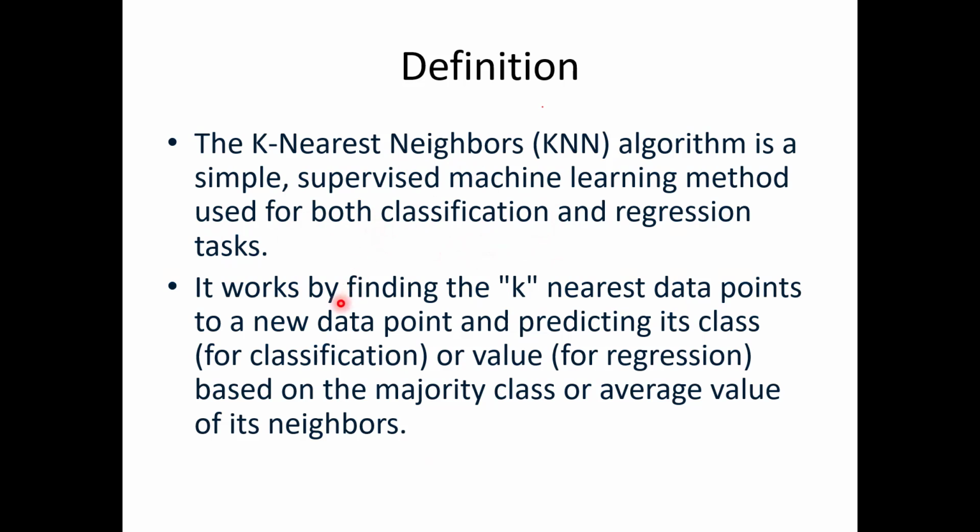How does it work? We find the K nearest data points to a data point and predict its class for classification or its value for regression. We are now going to see what this K factor means, how we classify the data, and how we attain the value for regression.